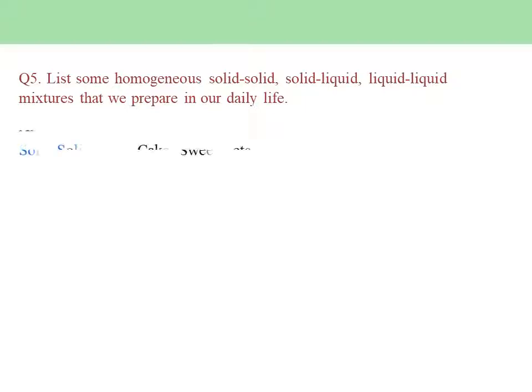So the first thing, solid: cake, sweets. Cake is made up of flour, we add sugar, salt, any other flavors, and baking powder is there. So all these are solids. But after a certain point of time, what happens if we get cake where none of these solids are existing separately?